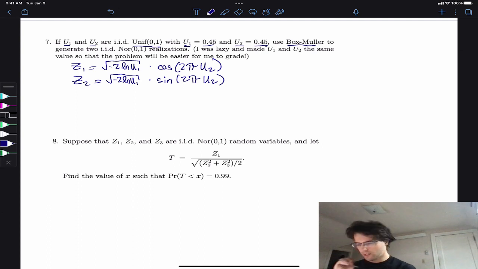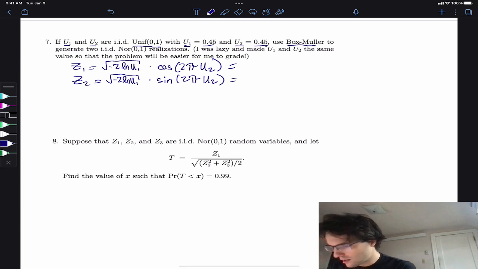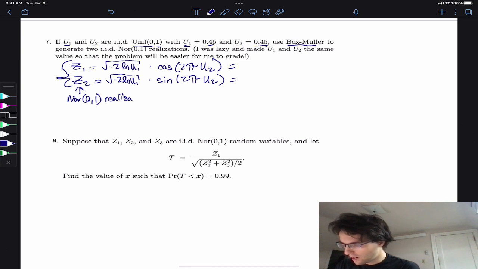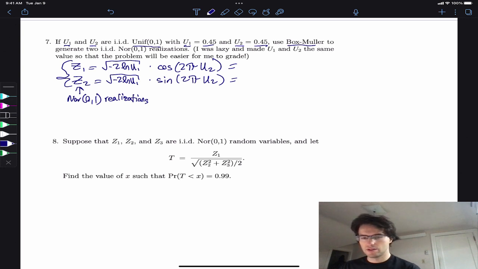And the big idea here is that, given two of these uniform random variables, you can create two standard normals, which are z1 and z2. So these are normal 0, 1 realizations. And what you just have to do is plug u1 and u2 into these equations, and you get your two normal 0, 1 realizations. So this is pretty standard.